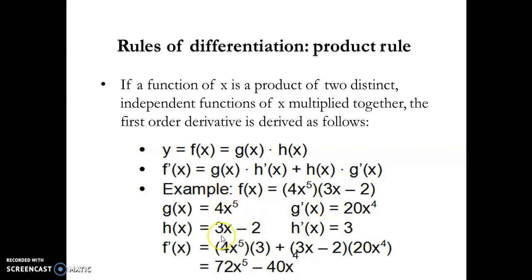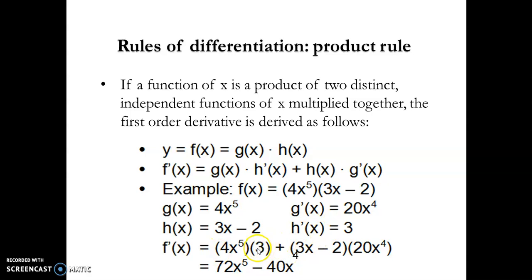So I have g of x, I have h of x, I have g dash of x and h dash of x. And what does the rule say? Multiply each function by the derivative of the other function and then add, right? So f dash of x is going to be g of x, which we have there, multiplied by the first derivative of h of x, which we saw was 3.